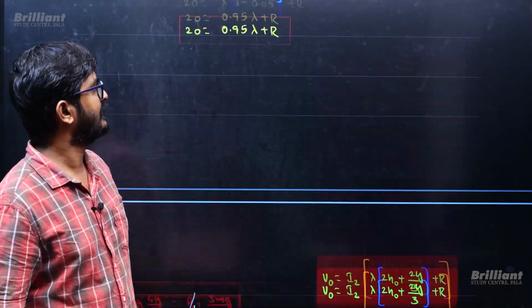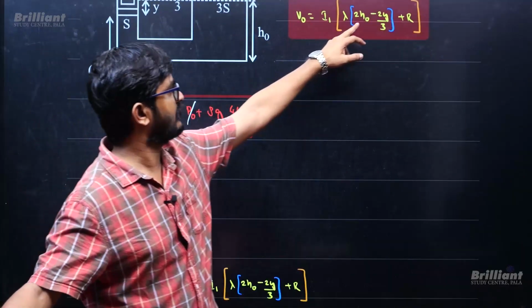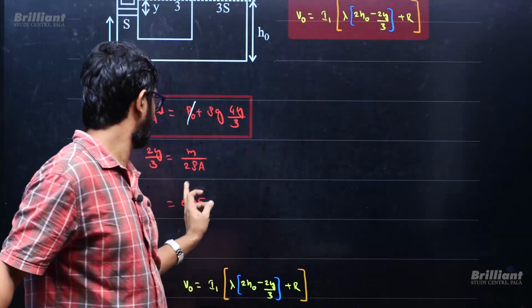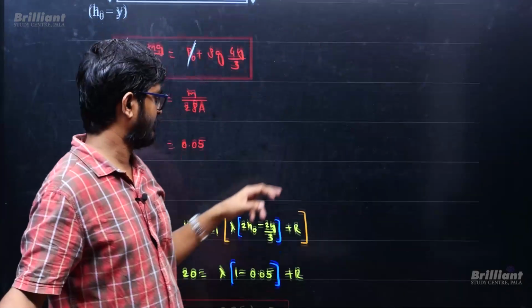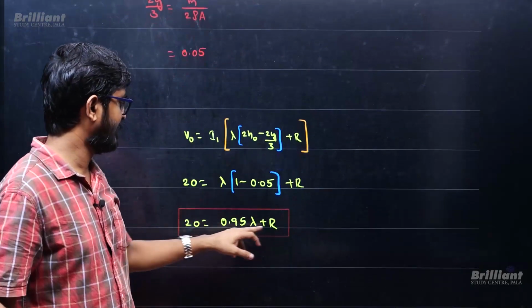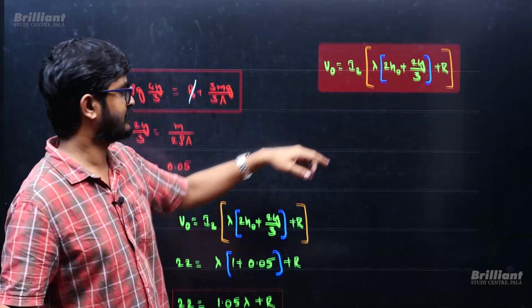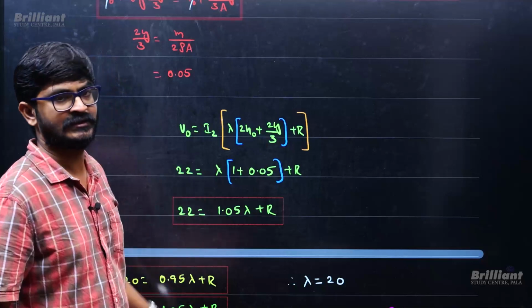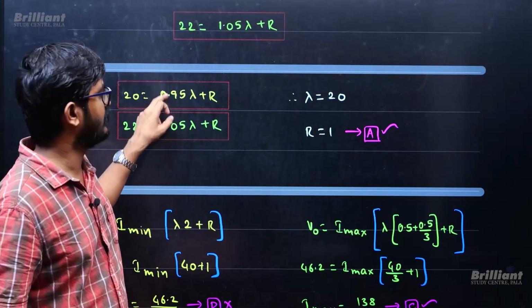So now basically this equation I can modify. I can substitute the values of H0, I can substitute the value of 2Y by 3 and I can substitute the value of I1 and V0. When I substitute all those, I will be getting this one. Now similarly, in the other case also you can substitute all those values and you will get another equation. So basically you have got two equations, this is from one case, this is from the other case, two equations, two unknowns.